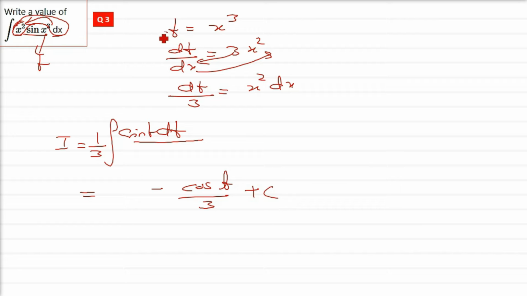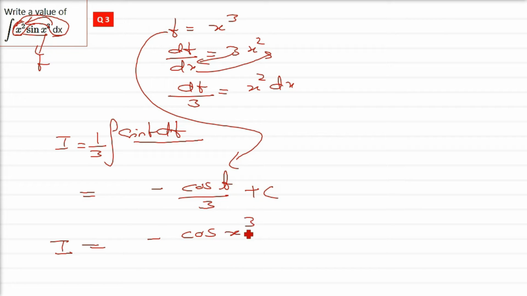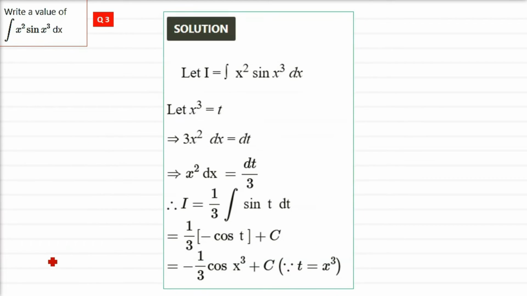But there is still one more thing that needs to be done, which is that t equals x cube has to be replaced. So the integration will be minus cos, and in place of t we will have x cube, divided by 3, plus a constant of integration. That's your final result. How you are going to write it, that's what I'm showing you right now. You can follow this.